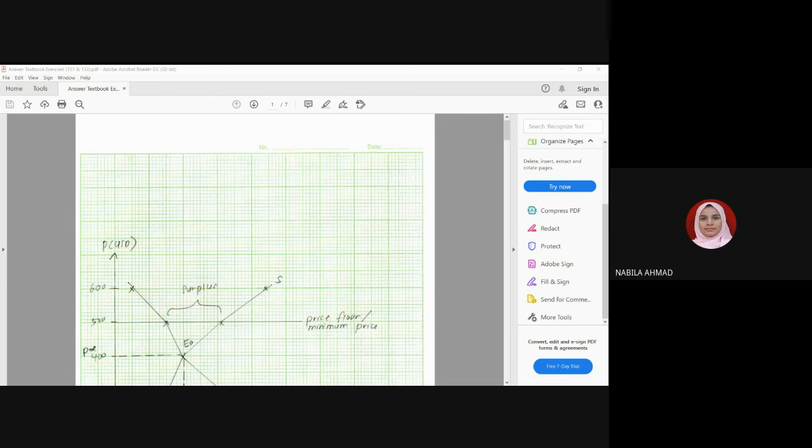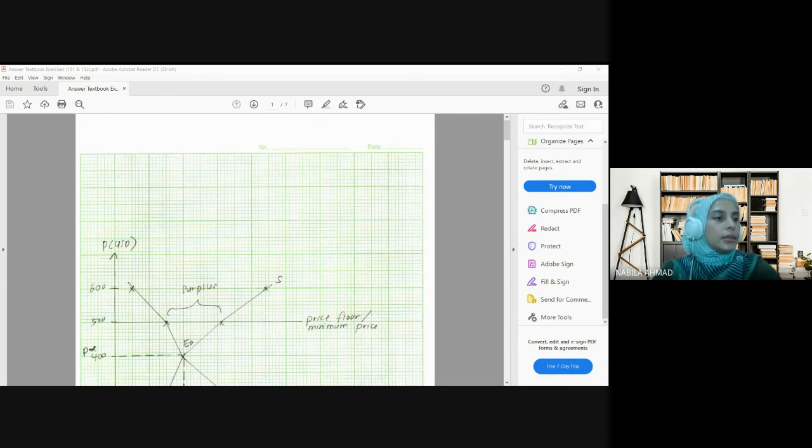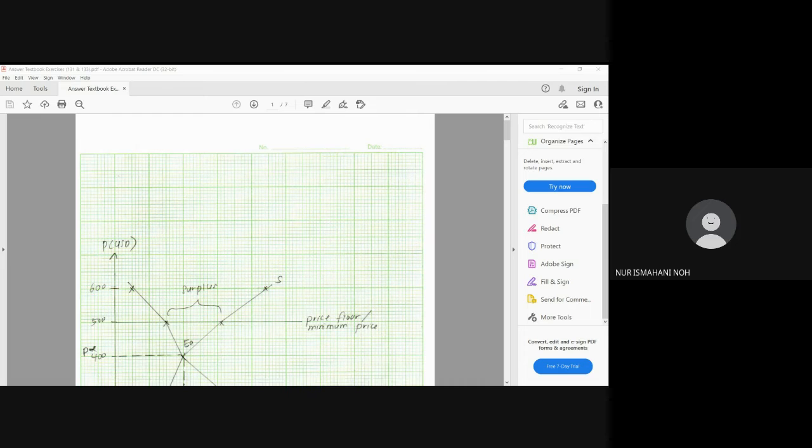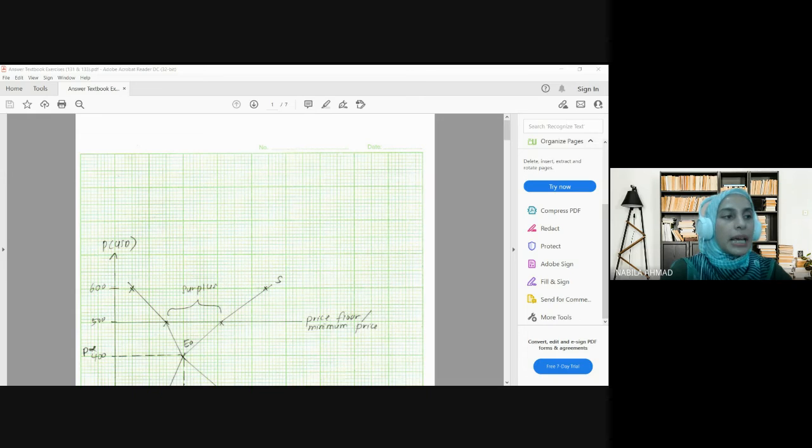Okay, kita bincang soalan multiple choice ya, soalan 1. If the price is above the equilibrium price, there would be the problem of, kalau harga di atas harga equilibrium, masalah apa? Surplus and the price will decrease. So yes, the answer is C, betul tak? So bila harga di atas harga equilibrium, masalah surplus berlaku. So bila masalah surplus berlaku, harga akan turun balik kepada harga equilibrium lah. Jawapan C.